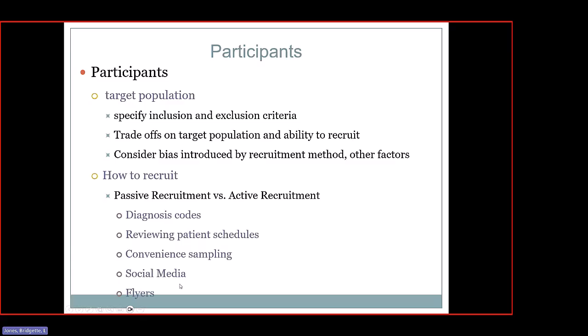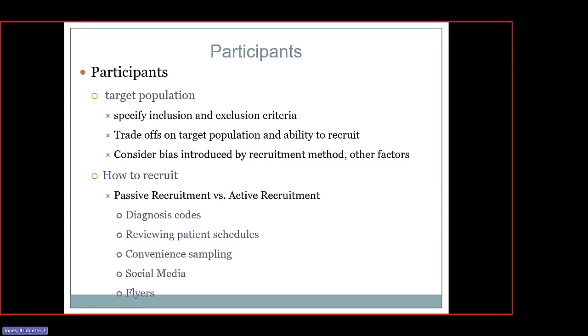So for recruitment, if you're recruiting new participants into your study, there's a couple of ways to do it: passive recruitment versus active recruitment. Passive recruitment is really letting the participants come to you. These might be things like hanging up flyers or putting out social media posts, where the public or the patient will see this flyer and say, oh, hey, yeah, I have this condition, and they call you or send you an email and say that they want to be in your study.